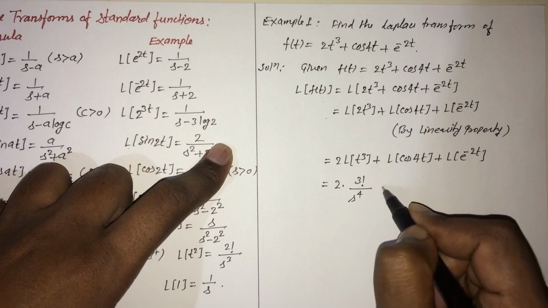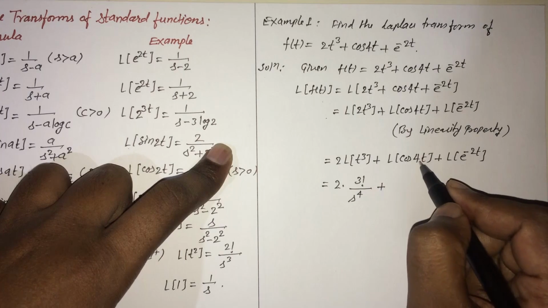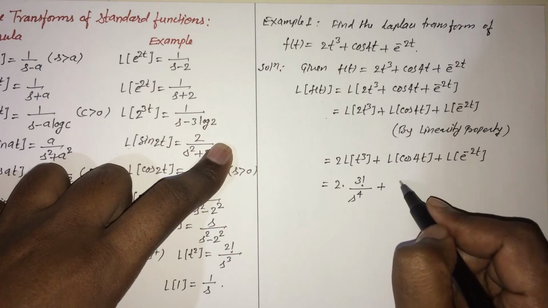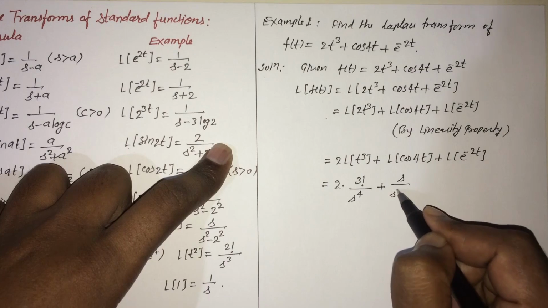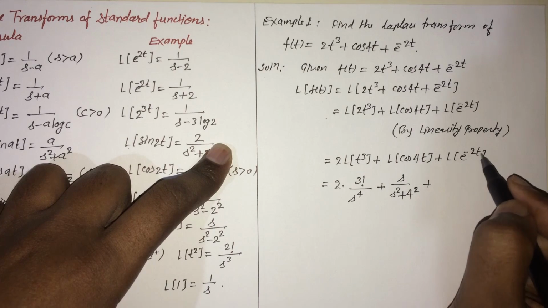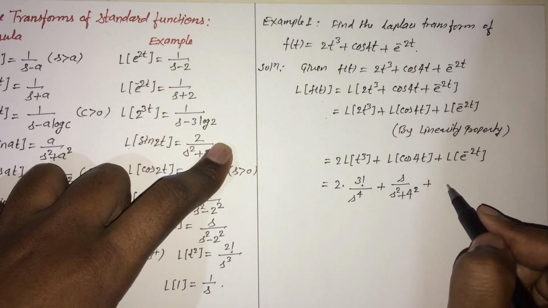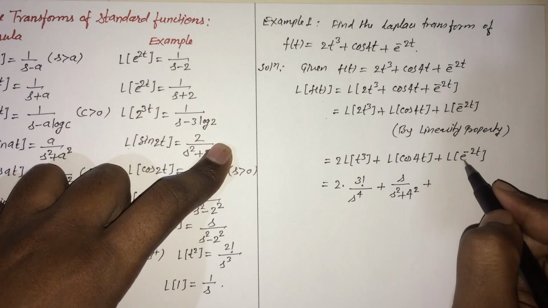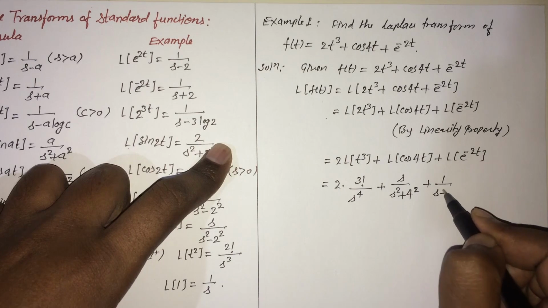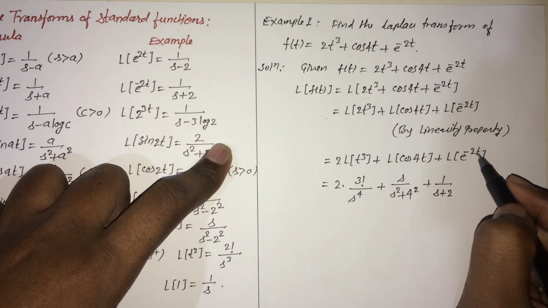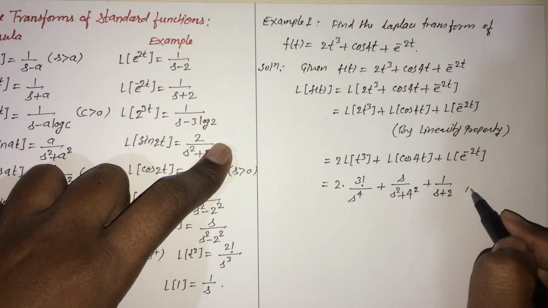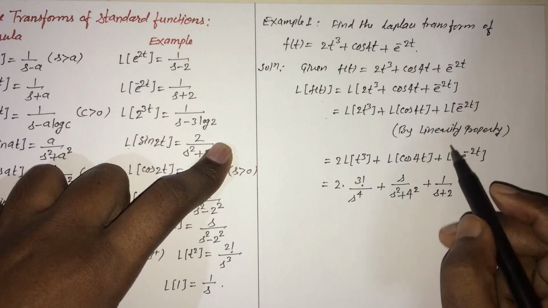that is s to the 4, and plus Laplace transform of cos at is s upon s square plus a square, here a is 4, then this becomes s upon s square plus 4 square, and plus Laplace transform of e raised to minus at is 1 upon s plus a, so here for the exponential function e raised to minus 2t, this becomes 1 upon s plus 2, because here the coefficient is minus 2. So this is the Laplace transform of the given function by using linearity property.